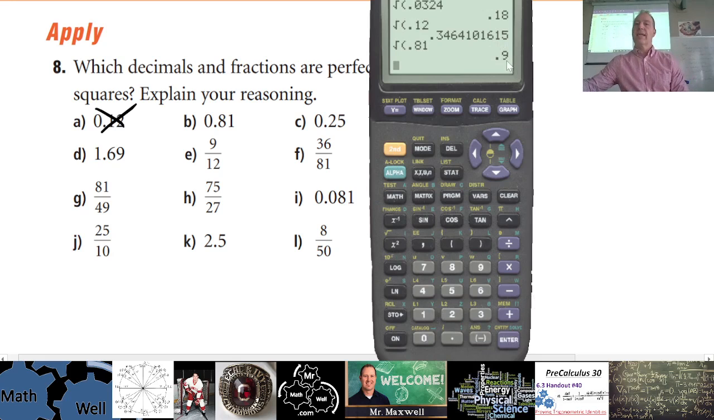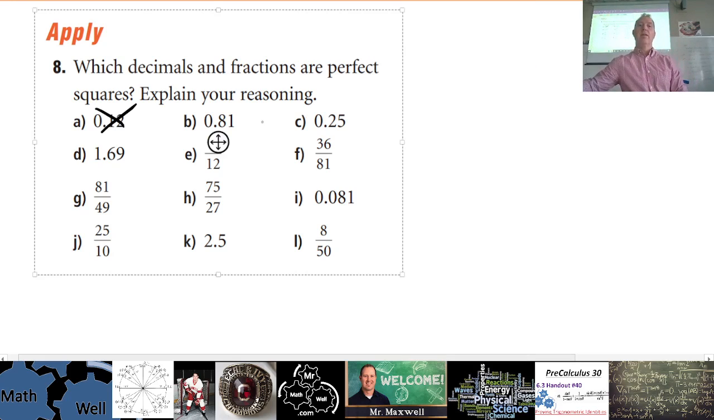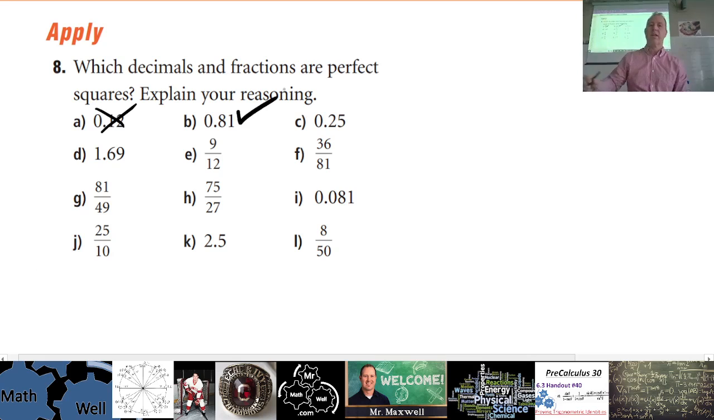Oh, square root of 0.81 is 0.9. Look at that. This decimal is terminating. It stops. It's just 0.9, and then there's no other numbers there. That's terminating. That's a very good sign. Yes, this is a perfect square. Okay, what's your guess on C?